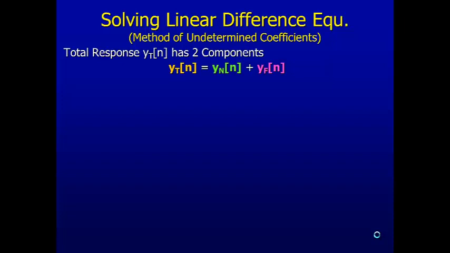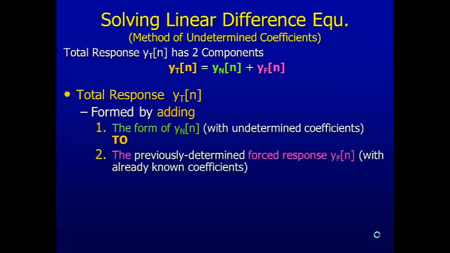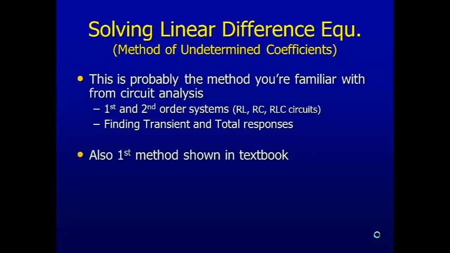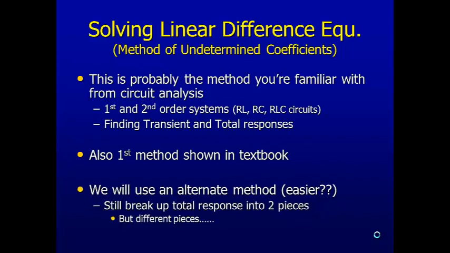If I add the natural response to the forced response, I get the total response. That's one way to look at it. So we add those two pieces, forced response and natural response. Use the initial conditions to find the missing coefficients, and voila, out pops the answer. And that's how your book tells you to do it, at least the first way the book tells you to do it. That's probably how, if you did anything like this back in RLC circuits, well, you didn't do it with difference equations, but you did something parallel to this with differential equations. But that's not what we're going to do.